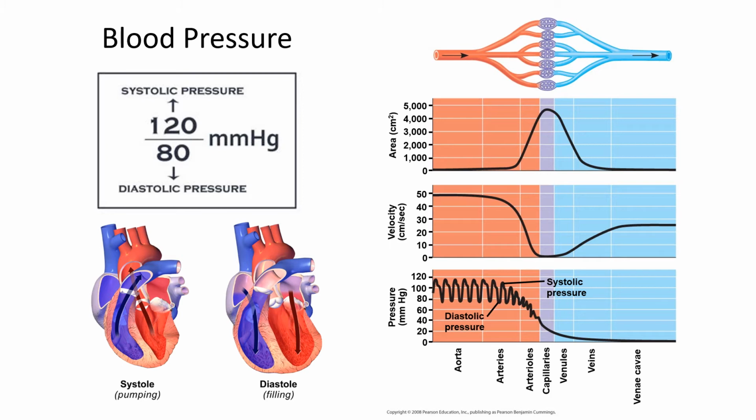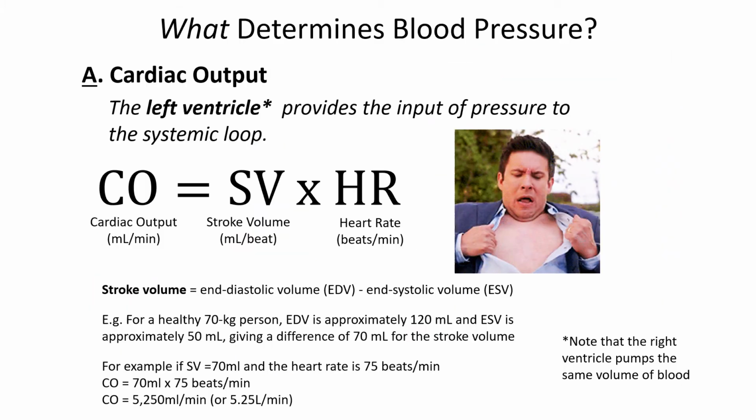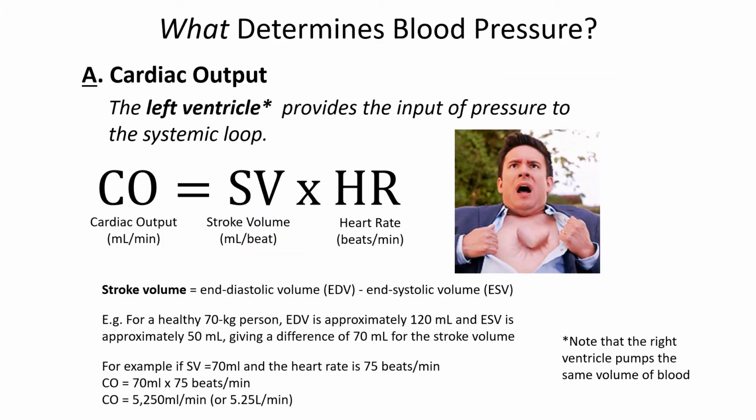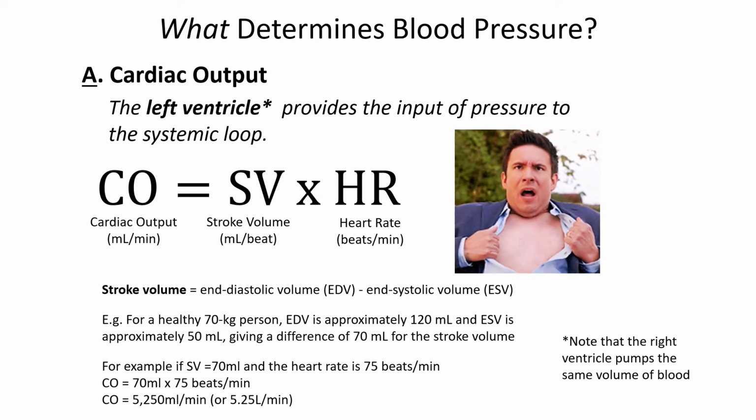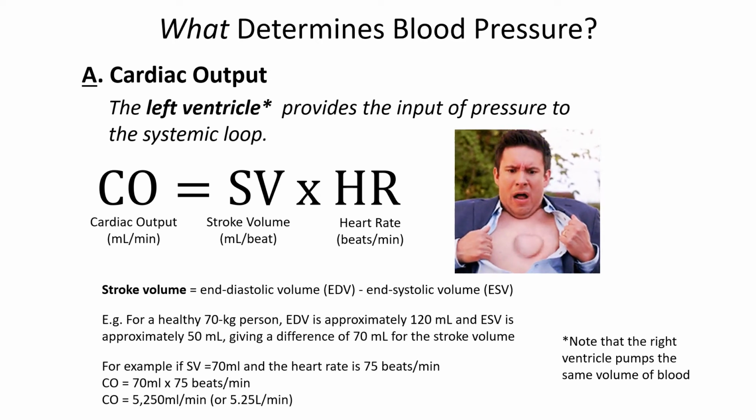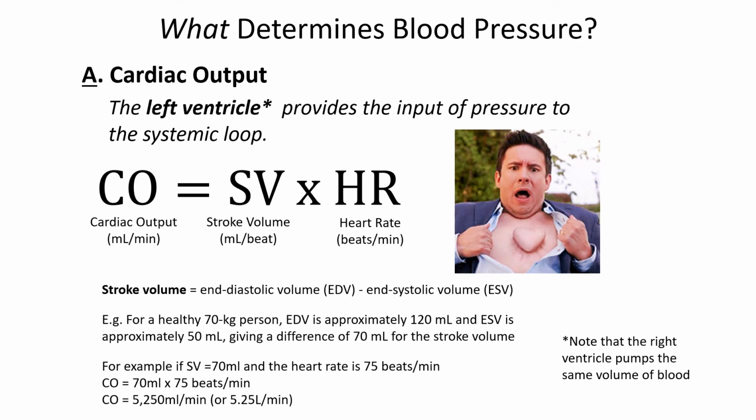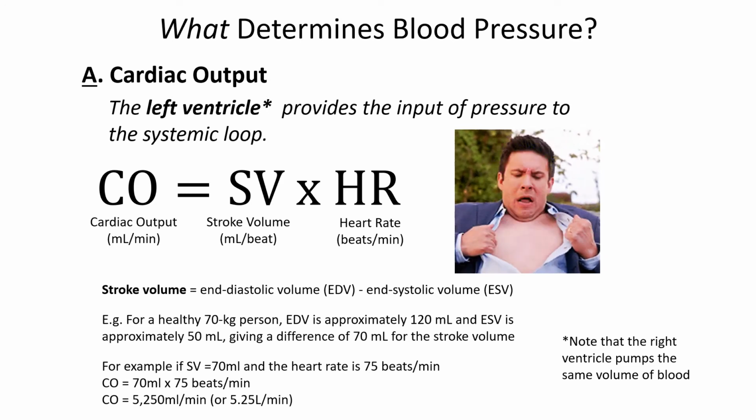For a normal, healthy person at rest, their systolic pressure is 120 millimeters of mercury and their diastolic pressure is 80 millimeters of mercury. We're going to spend a bit of time looking at blood pressure and what determines blood pressure. Blood pressure is an important indicator of the overall health of your cardiovascular system.